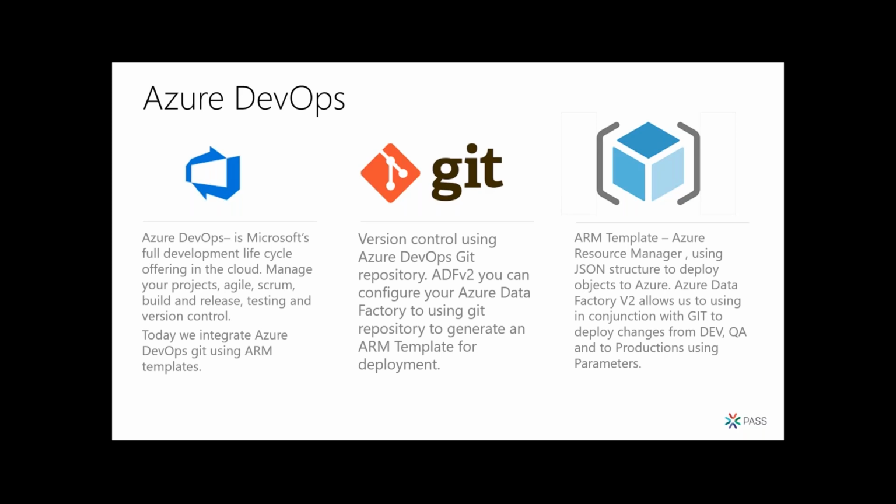Today we integrate Azure DevOps Git using ARM templates. So there's two options: Azure DevOps Git, as well as integrating with GitHub Enterprise. So you can do your version control with Data Factory through these outlets. If you didn't know what Git is, it's a way to have version control of your code. This will be all JSON format templates, ARM templates. And what you do is you set up this connection through Data Factory to your Git repository, whether it be Azure DevOps or GitHub.